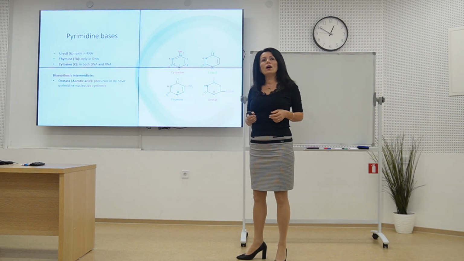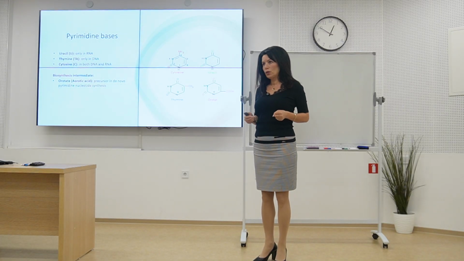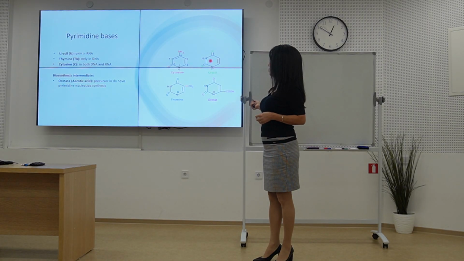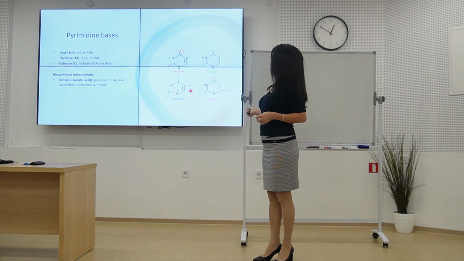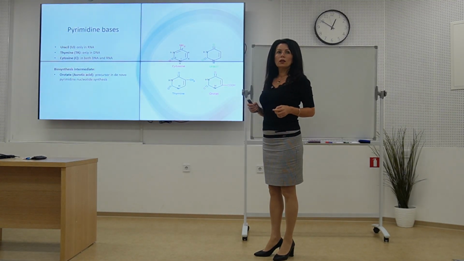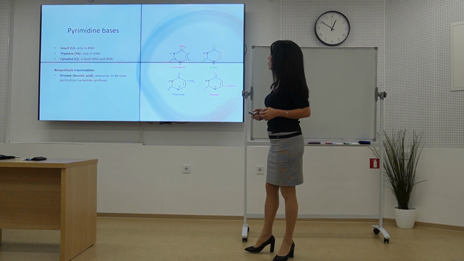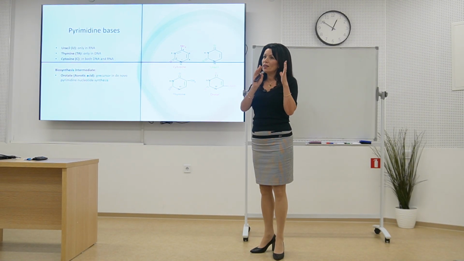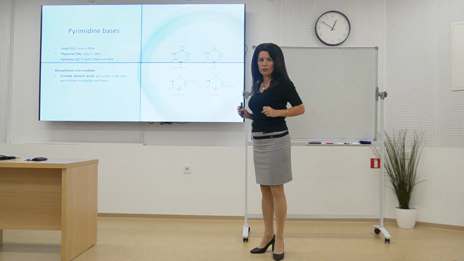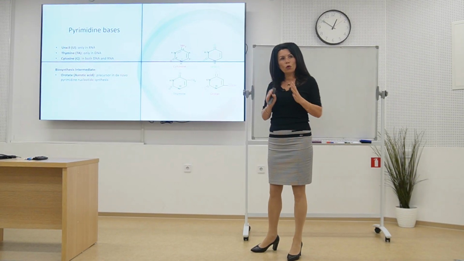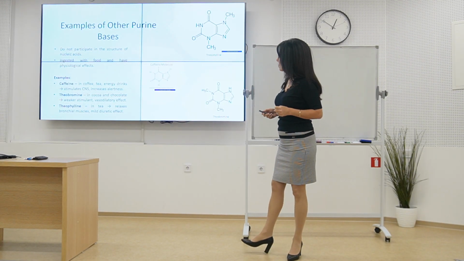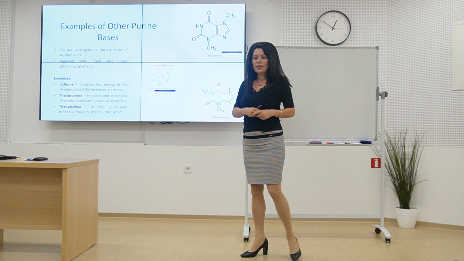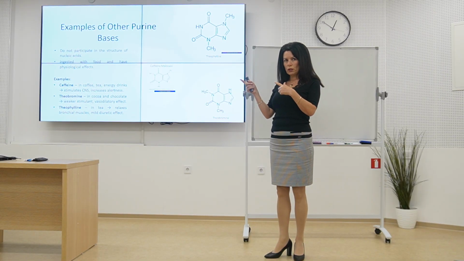Another example, there are pyrimidine bases too. Except these well-known bases like cytosine, uracil, and thymine, there is one more, orotate. The orotate is a part of the synthesis of pyrimidines. It is produced as an intermediate in pyrimidine synthesis, but again, is not involved in DNA or RNA. Other examples of purine bases, students, we can find in drinks and food.